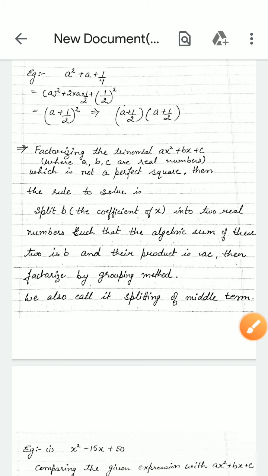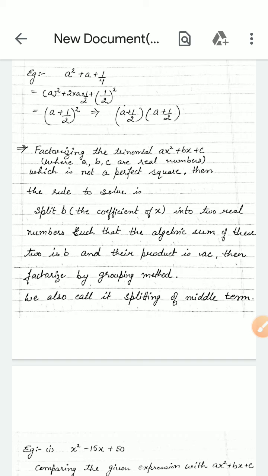Now we come to the next concept, where the given trinomial is not a perfect square. Then how do we solve it? We solve it using the method of middle term splitting. Now what is the method of middle term splitting? This method can be solved in two ways.